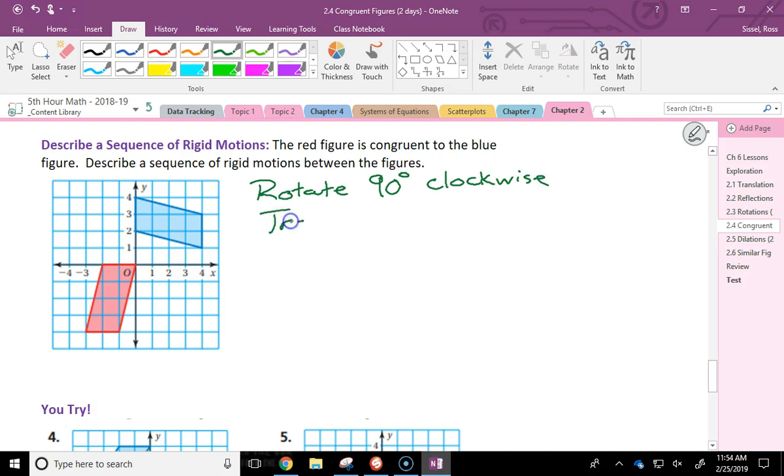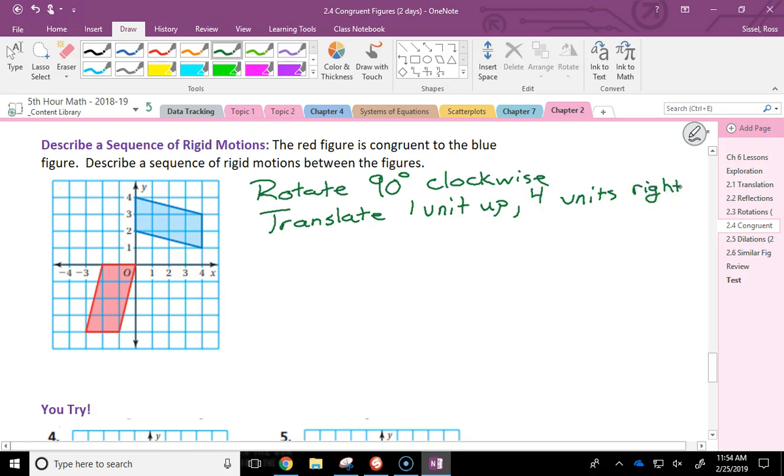And I would say, translate 1 unit up, 3 units. Wait, was it 3 or 4? 4. 4 units right. That is your answer. That is what I'm expecting you guys to have down. This is all your answer is going to be. So, let's have you try.